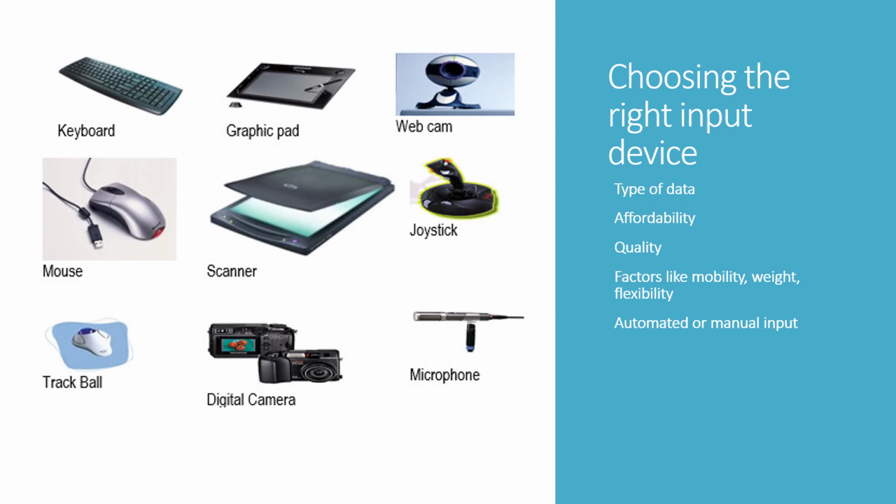When you're asked a question about what the right input device to use is, you should think about as many different factors as you can that are relevant to the question. For instance, you must think about what type of data you want to input, how much money you want to spend, how important quality is to you. Factors like weight or mobility might be important, and you might need to think about the advantages and disadvantages of using automated or manual input. It's hard to predict. You just need to know as many different features about input devices as you can think of and discuss it in an intelligent way if it comes up in the exam.